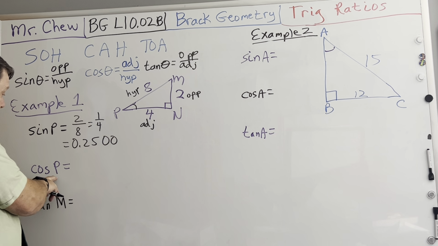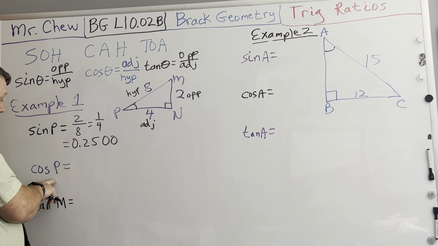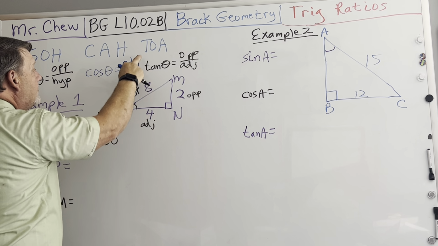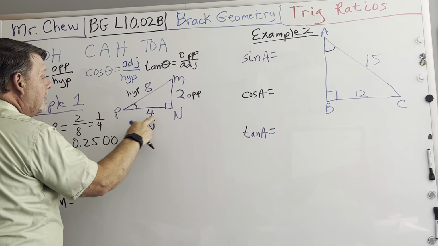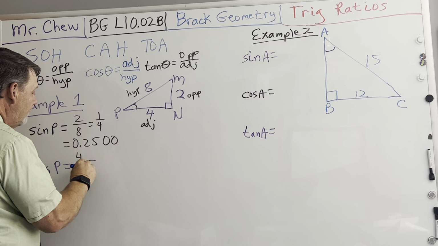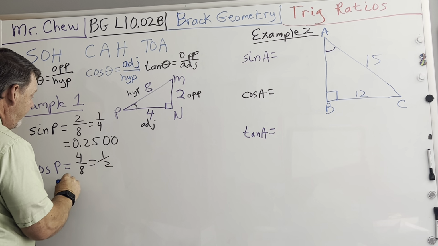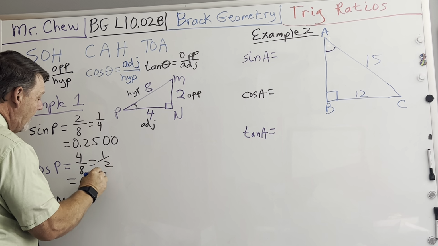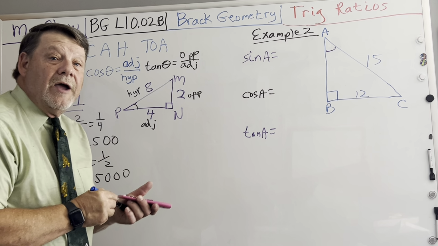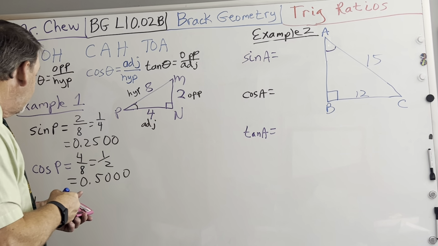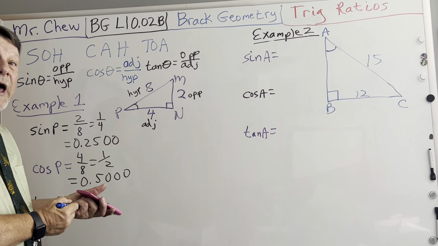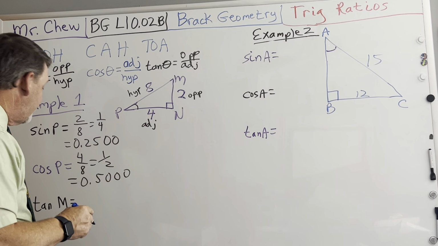All right, now we're still dealing with angle P, and we want the cosine. So the cosine is CAH, which is adjacent over hypotenuse. The adjacent is 4 over 8. 4 over 8 reduces to 1/2, so that's 0.5, but I still put those 3 digits. Now there's a reason why we do that, and I'll explain that more whenever we get to applications of trigonometry.